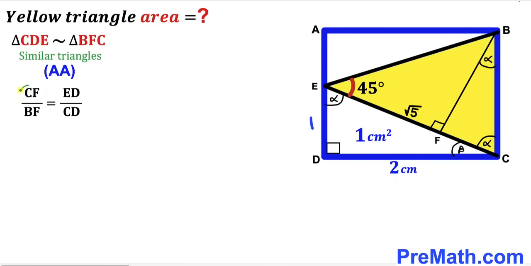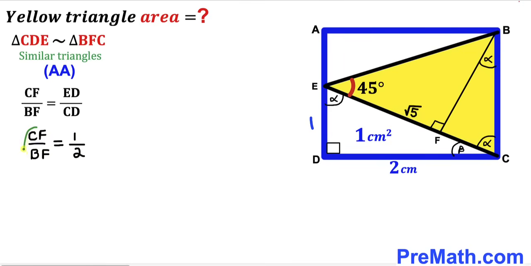In other words, the ratio of the side lengths CF and BF is going to be equal to the ratio of the side lengths ED and CD. And now we can see this ED segment length is 1 centimeter. So I'm going to substitute that value 1 over here. And our side CD length is 2 centimeter. So I'm going to replace that with 2 over here. So therefore, this ratio CF and BF is going to be equal to 1 divided by 2.